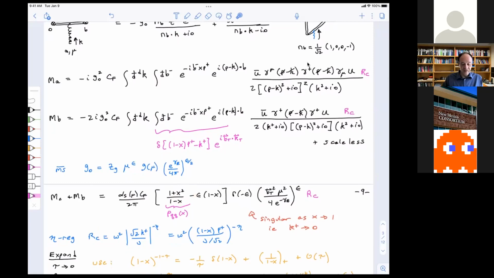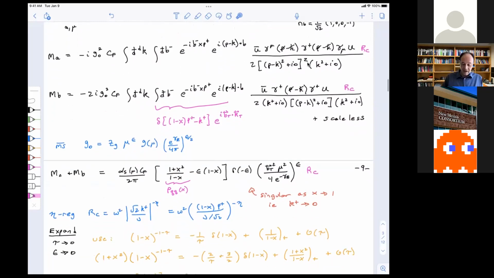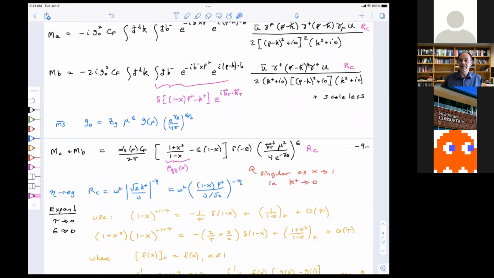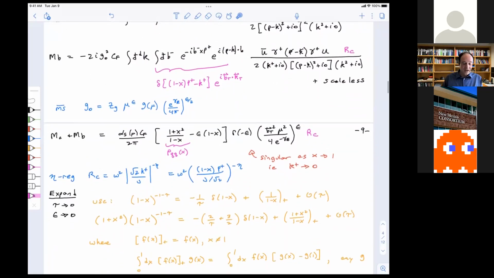So the eta regulator for the linear graph, this magenta thing, is a k plus over nu. This k plus gets set to 1 minus x times p plus. So I get a factor of 1 minus x to the minus eta. That's providing a regulator as x goes to 1. I've written it out here with the generic tau because this is math. So the stuff that's in yellow here is just some math.